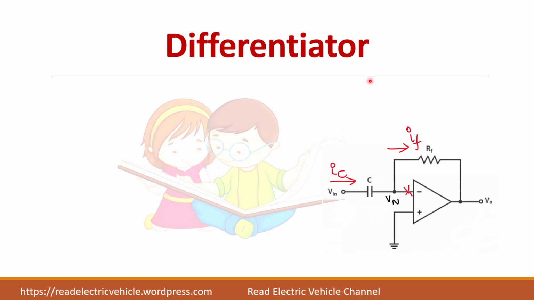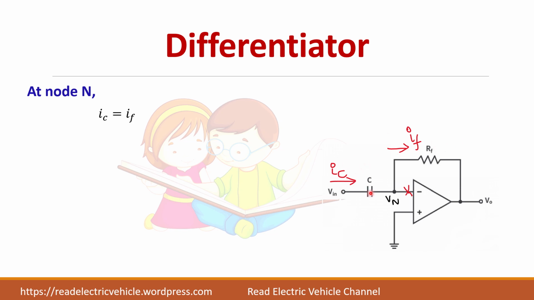Now let us see how to write the expression for this differentiator circuit. Let us take the currents. IC is the current through this capacitor and IF is the feedback current through this resistor RF. The op-amp will not draw any current, so no current flows here. At this node, according to KCL, the current entering should be equal to the current leaving the node. So IC is equal to IF.